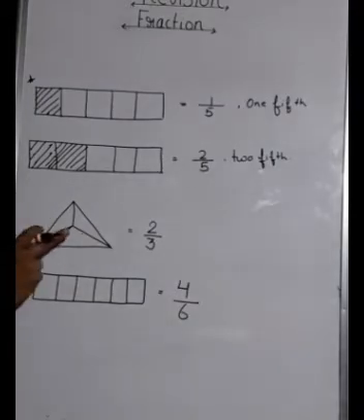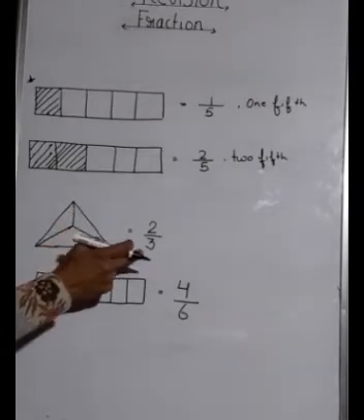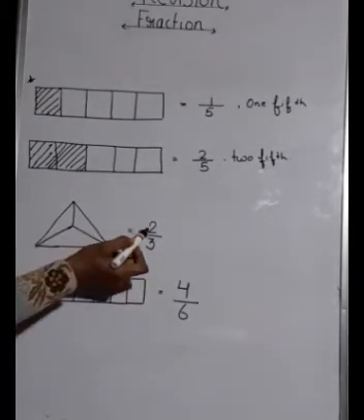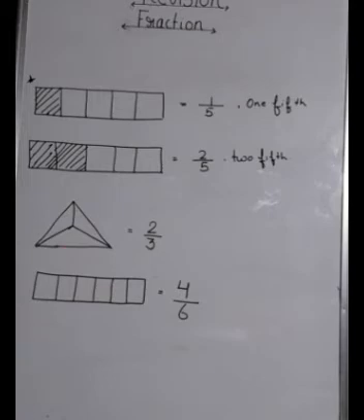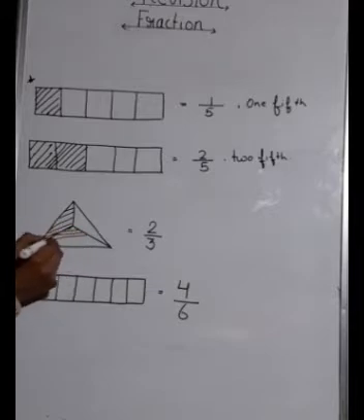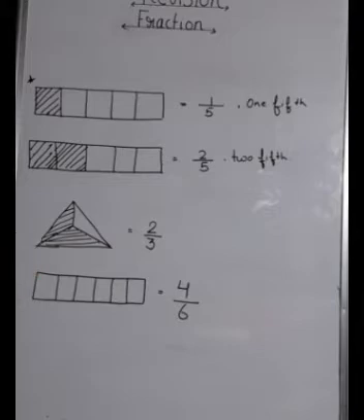Now come to this figure. Here I have drawn a triangle. I have divided this triangle into 3 equal parts and I have written its ratio as 2 upon 3. Here the denominator is 3, it means I have divided into 3 parts, and in numerator I have written 2. Now what does this 2 mean? It means you have to shade any 2 parts out of these 3. So if I shade this part, and I take this one part, when I have shaded these 2 parts, its fraction becomes 2 upon 3. Clear?